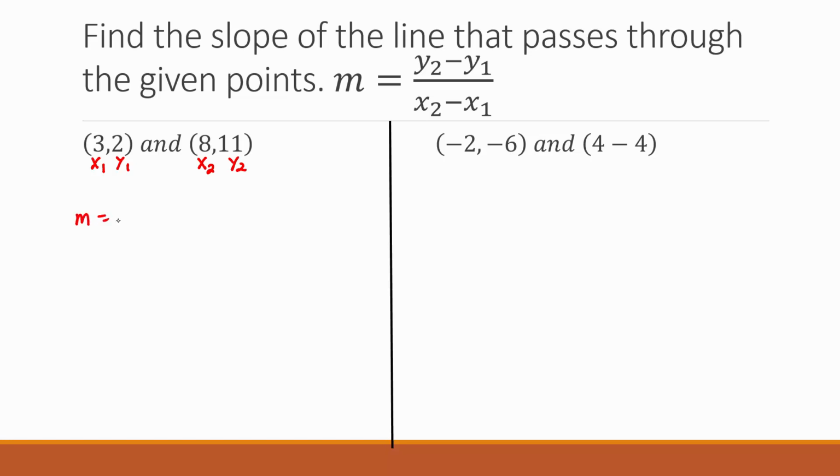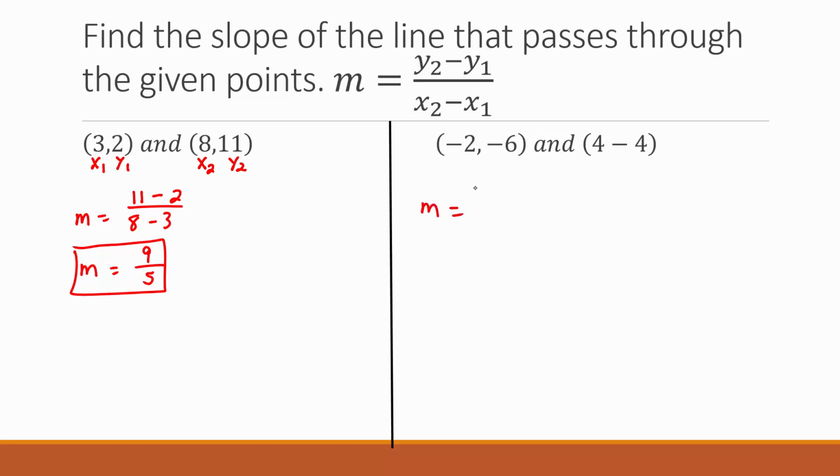Now I simply take those points, place them into my fraction, and simplify. The difference of the y coordinates, 11 minus 2, over the difference of the x coordinates, 8 minus 3. And then simplify. 11 minus 2 is 9. 8 minus 3 is 5. So my slope is 9 over 5, which is a positive slope, so that tells me that the line goes up or increases as we go from left to right.